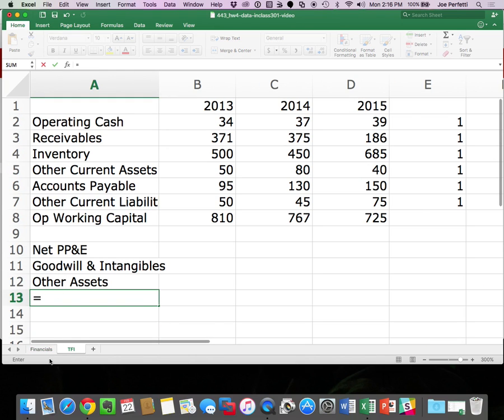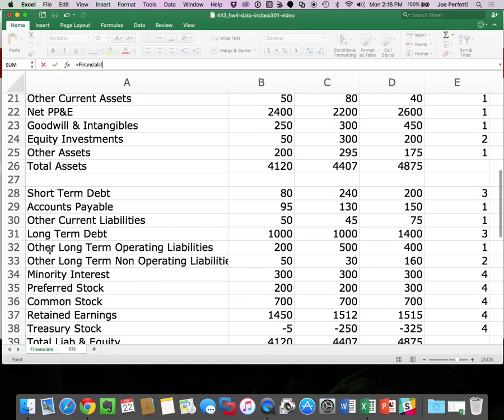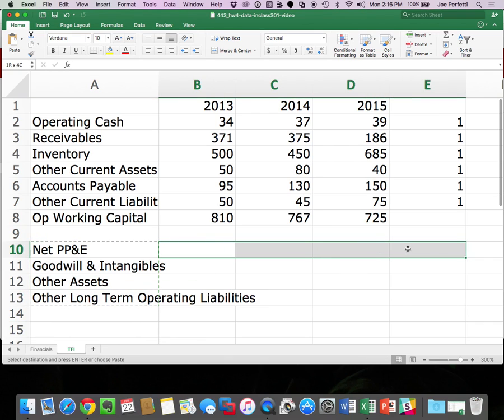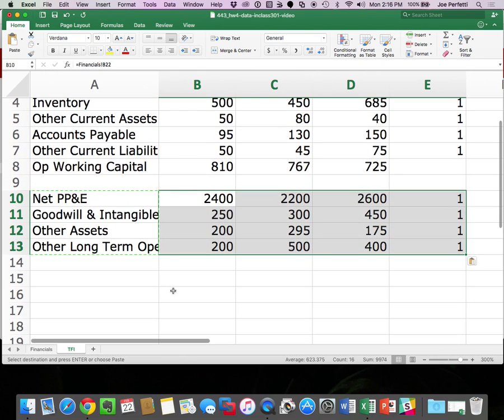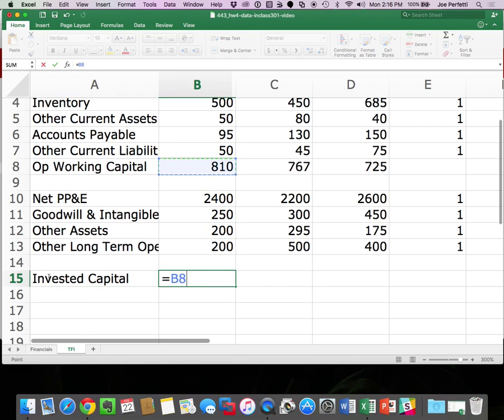Anything that are liabilities, my liabilities would be my other long-term operating liabilities. Those are my ones, and again, same concept, copy, paste these over, right? So that I have my invested capital is the operating working capital plus this minus this.